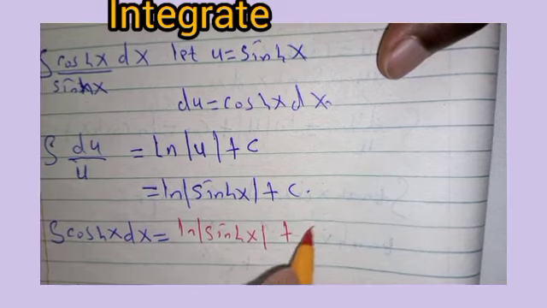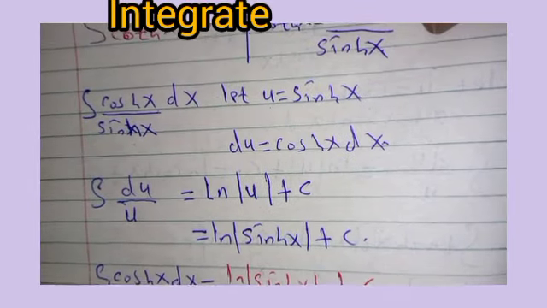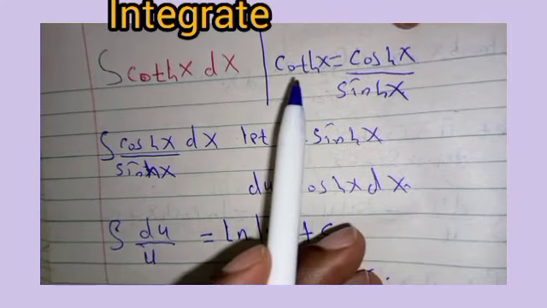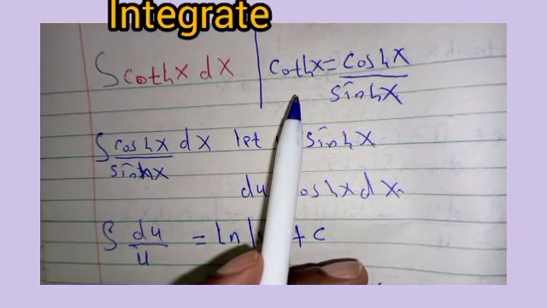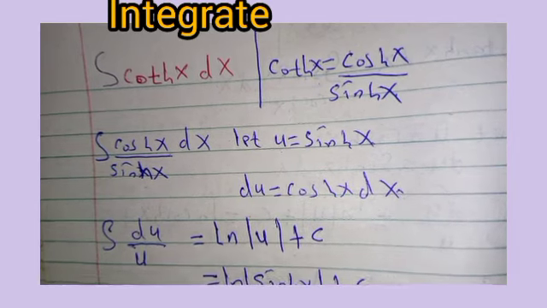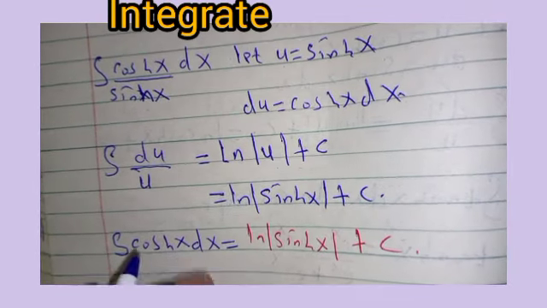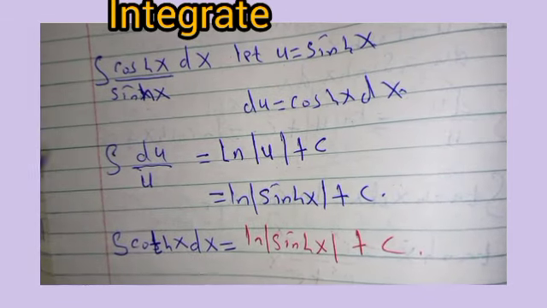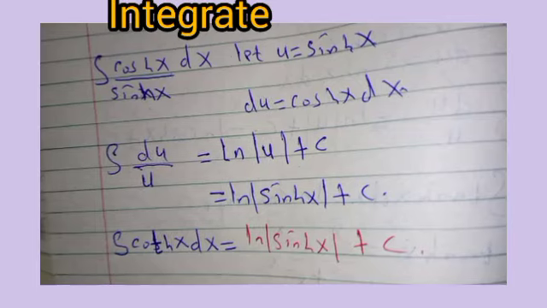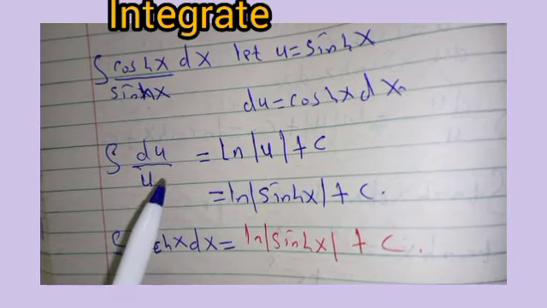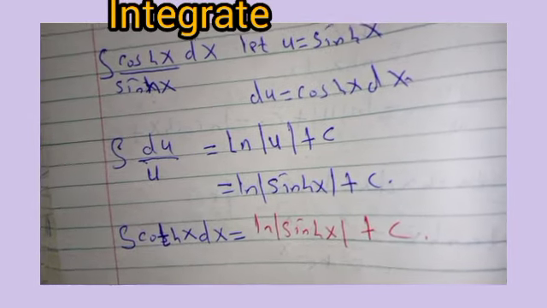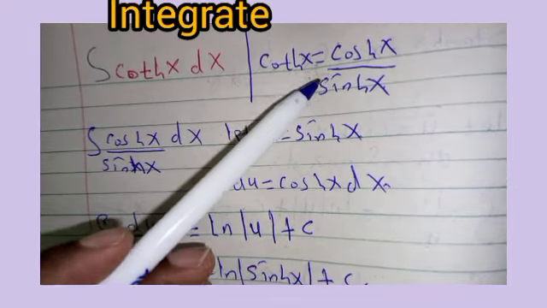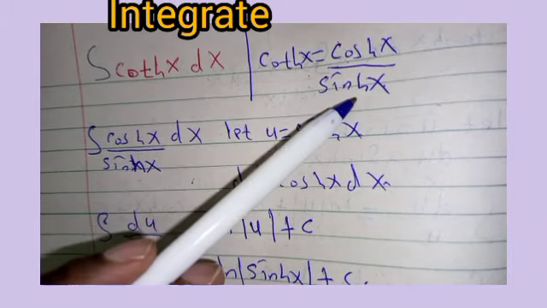plus constant c. So to do the integration, all that is needed here is very simple. It is to remember the fact that hyperbolic cot of x is given by hyperbolic cos of x divided by hyperbolic sine of x.